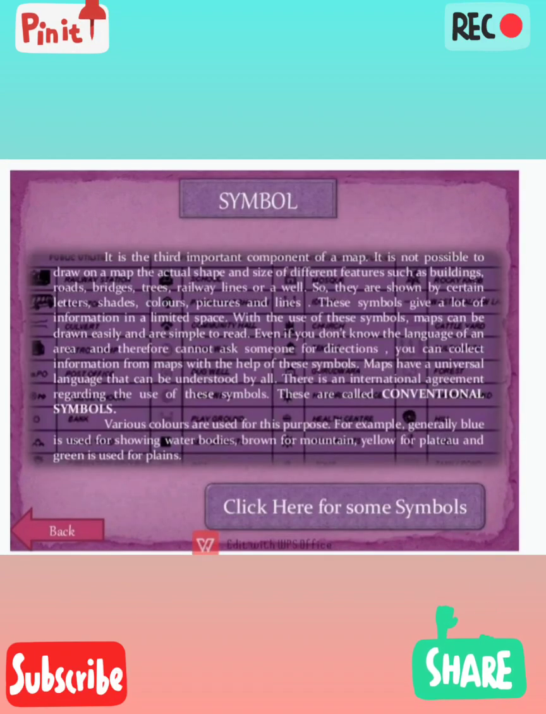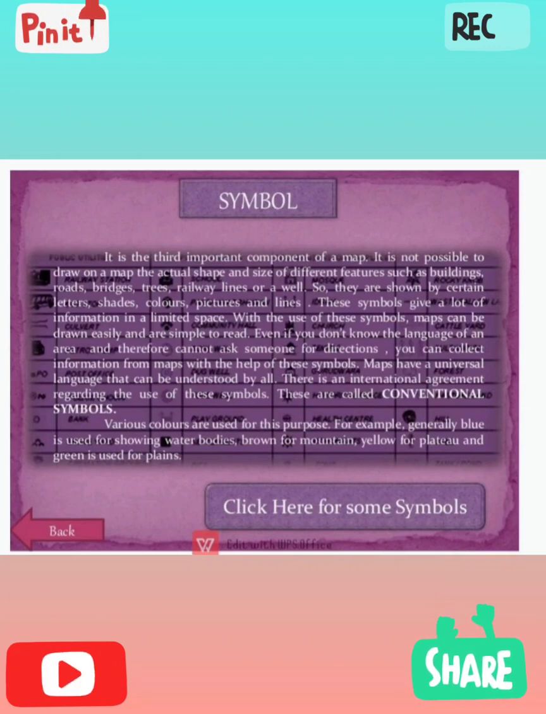The third and the most important component of a map is symbol. It is not possible to draw on a map the actual shape and size of different features such as buildings, roads, bridges, trees, railway lines or a well. So these are shown by certain letters, shades, colors, pictures and lines. These symbols give a lot of information in a limited space. With the use of these symbols, maps can be drawn easily and are simple to read.